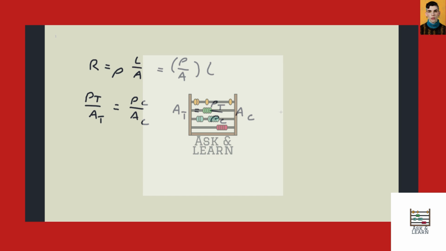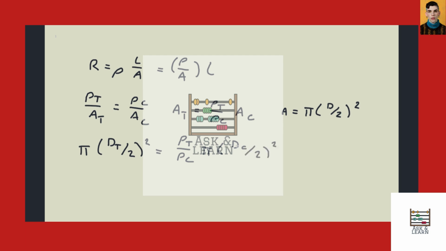Now, we're not actually given the areas of the wire, but we are given the diameters. And all we need to do to convert the two is know that area is equal to pi times d over 2 squared for a circular wire. Plugging this into our above equation, we find that pi times the diameter of the tungsten wire divided by 2 squared is equal to the resistivity of tungsten over the resistivity of copper times pi, the diameter of the copper wire, over 2 squared.